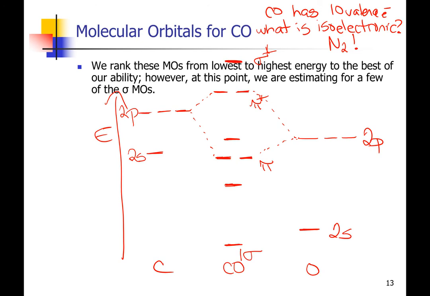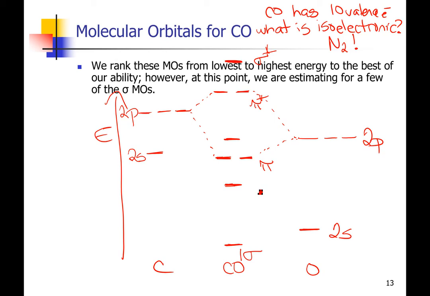So basically, place the lowest energy one below everything that combined to make it, place the highest energy one above everything that combined to make it, and place the ones in the middle so that they're in relatively reasonable spots. And if you have an isoelectronic homonuclear diatomic, use that picture to guide your decision.